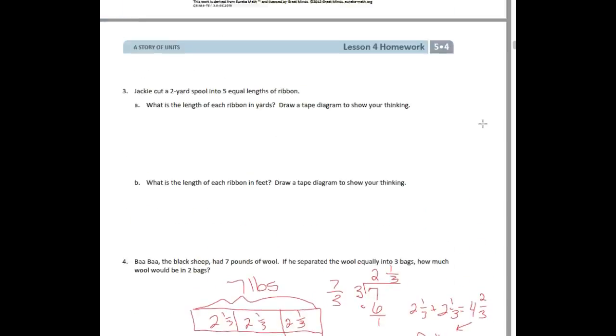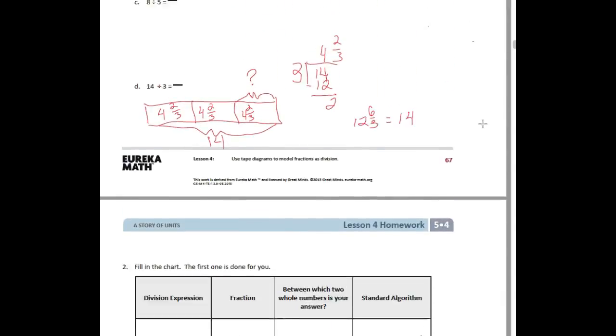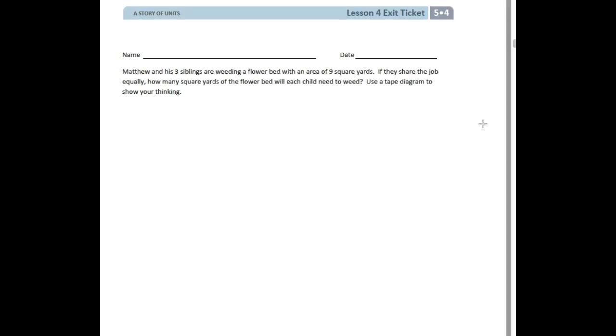So now let's take a look at the homework. Here is your one and only homework problem for the night. Matthew has 3 siblings, are weeding a flower bed with an area of 9 square yards. If they share the job equally, how many square yards in each bed will each child need to weed? Use a tape diagram to show your thinking.